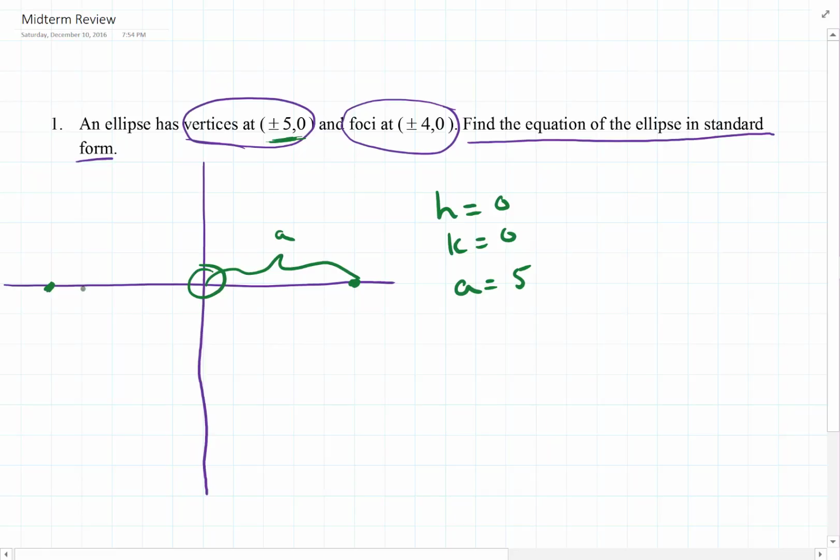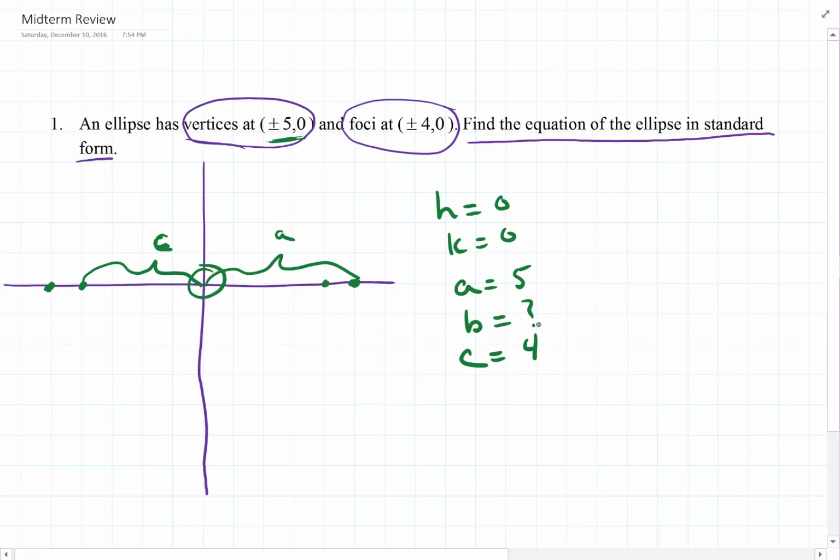And if I plot one or both of these foci, I have one at negative 4, one at positive 4, I can see now that the variable C is equal to this distance from the foci to the center. Notice that it doesn't matter if I use the positive side or the negative side. We're talking about a distance here. C equals 4. B, we don't know. We're going to need a formula to find B.